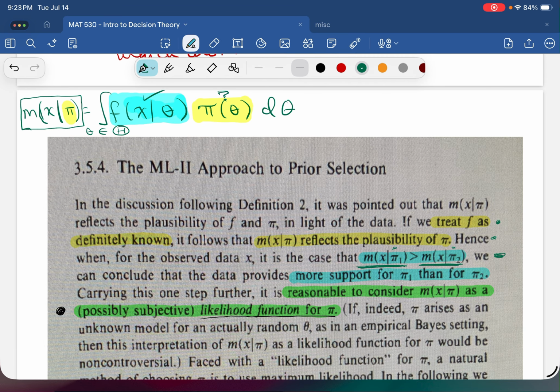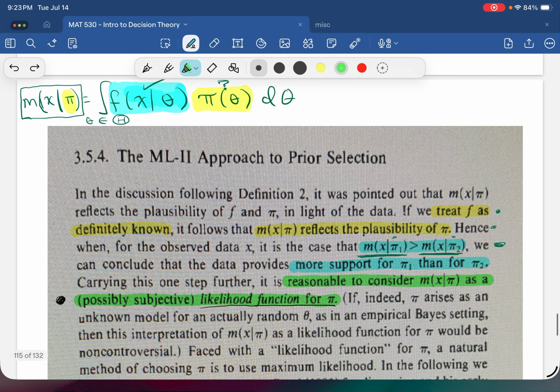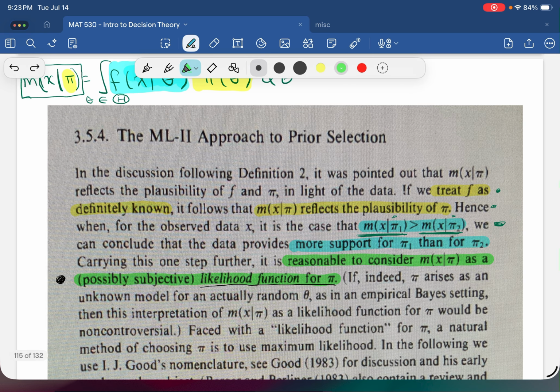The thing to focus on here is the fact that whatever we get depends on the prior that we used, obviously. And so if we pick a bad prior, then we're going to get a bad marginal. And you can see that in the textbook here. If we treat f as definitely known, then the marginal, as it says there, reflects the plausibility of the prior, pi. And so for any particular observed data, we would hope that the marginal would be big.